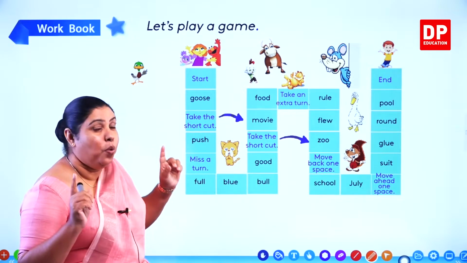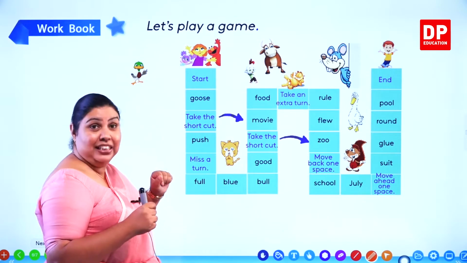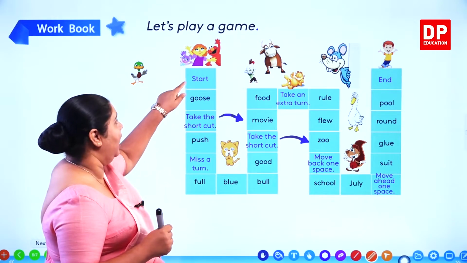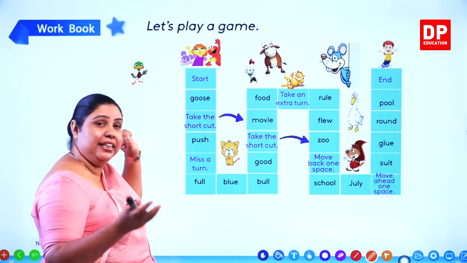Let's see what the words and the instructions are that we have in our little game today. We have the word start. So you have to start from here. Then you have to throw the dice and get the numbers.